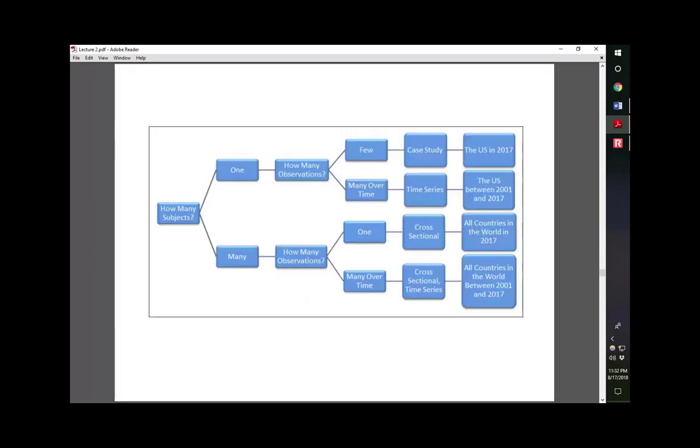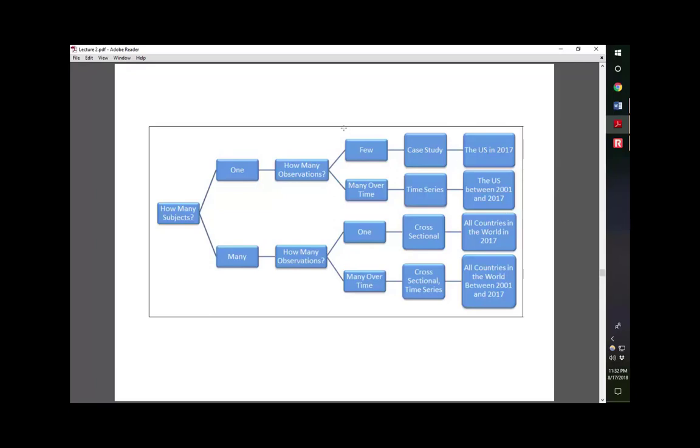This chart here can help you determine what kind of variable you have. If your variable only applies to one subject and you only have a few observations for that subject, then you have a case study. An example of this would be studying democracy in the United States in 2017. There would only be one subject, the US, with a couple of observations in 2017.